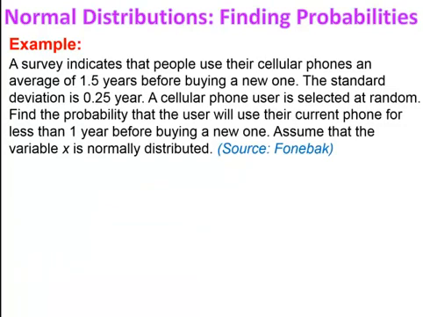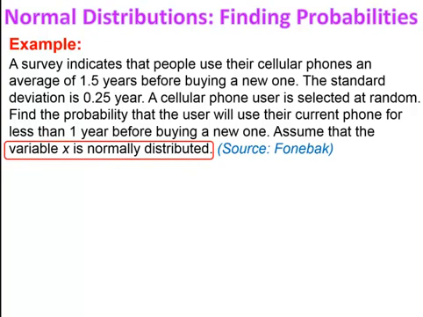So this next one is an example of a word problem that we will see in statistics. A survey indicates that people use their cell phones an average of 1.5 years before buying a new one. The standard deviation is 0.25 years. A cell phone user is selected at random. Find the probability that the user will use their current phone for less than 1 year before buying a new one. Assume that the variable x is normally distributed. And that's important information. In order to convert it to a z-score, it has to be normally distributed.